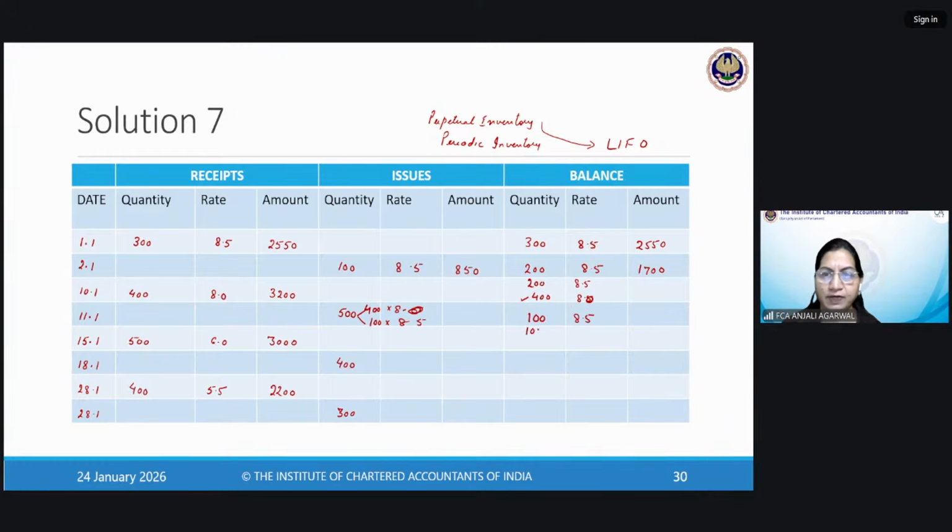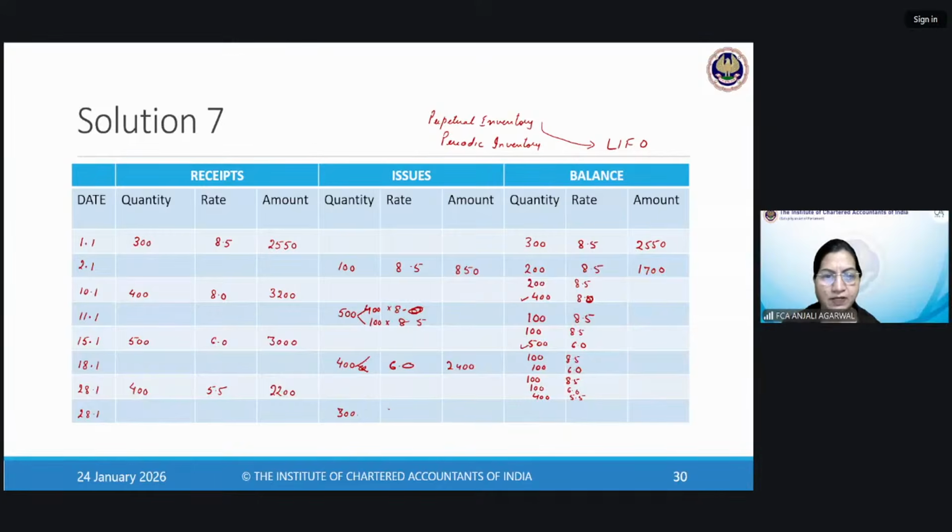Then you again have 500 units, 100 into 8.5 and 500 into 6. Then when you are issuing 400 units, these 400 units will come from here only, at 6 rupees. What is left is 100 of 8.5 and 100 of 6. Further you receive 400 units, then your lot is 100 at the rate of 8.5, 100 at the rate of 6, and another 400 at the rate of 5.5.